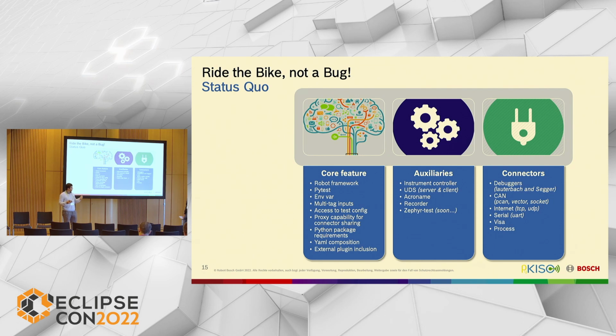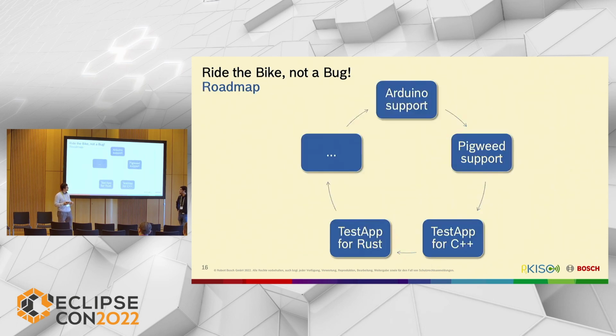On connector level, today we have the debuggers, so the Lauterbach and the Segger. On CAN, we have PCAN, Vector, so PCAN dongle, Vector dongle, and for Linux users, SocketCAN. Ethernet TCP, UDP, Serial UART. VISA is a specific protocol for the instrument controller. And process: with a process, you can start a process on your PC and have a channel with it and request some elements and receive elements from it.